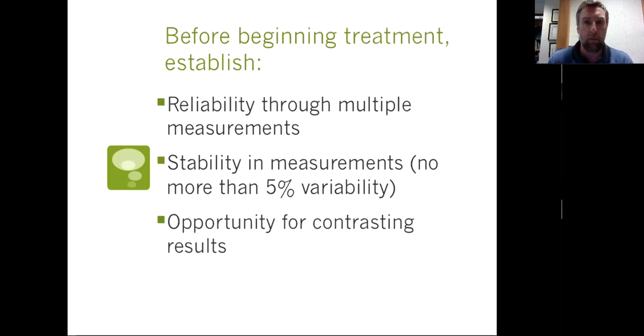Before beginning treatment, we want to establish reliability through multiple measurements, right? So if that original baseline was all over the place, if that child who had before, right, 7 disruptions, 6 disruptions, 7, what if it was 7 the first day, like 1 disruption the second day, 7 the third day? It's like, well, he's all over the place. So, right, we don't have good reliability. We don't have good stability, right? It's all over the place.